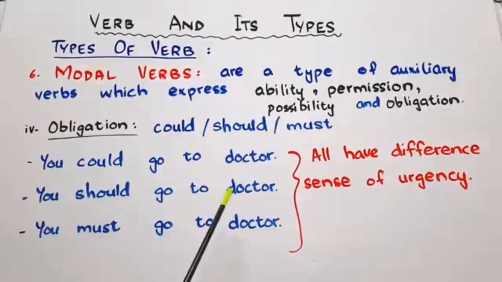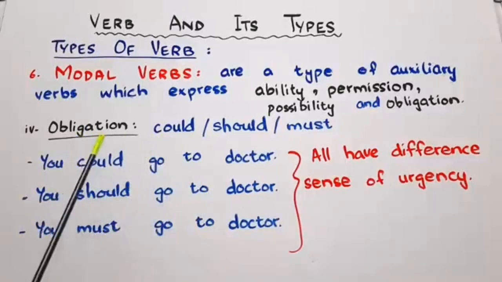You should go to doctor. It is something that somebody is saying strongly. And you must go to doctor. It means that there is no other way. You need to visit the doctor right now, right? So could, should and must can be used in sentences when you are talking about obligations or suggestions or advices depending upon the urgency of the situation, right?